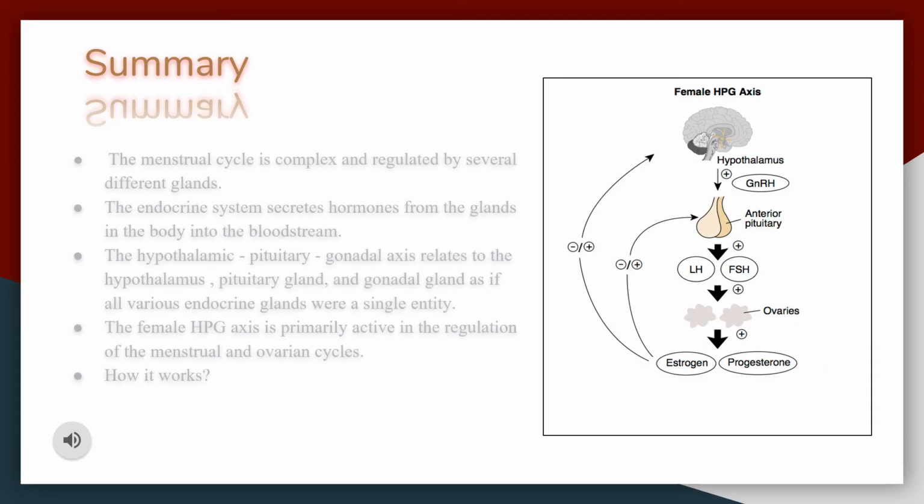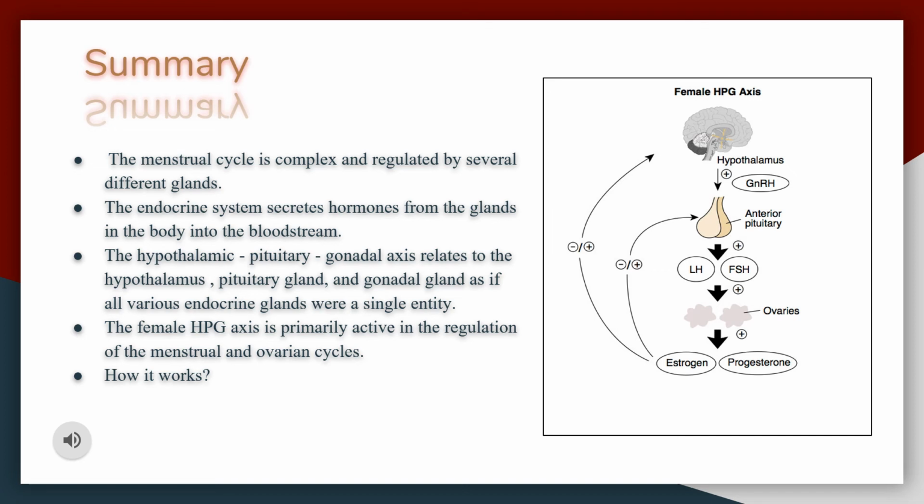Thank you. So, in a nutshell, we get to know that a menstrual cycle is driven by a diverse association of hormones. In this case, the endocrine system plays a very significant part in the reproductive cycle of a woman, where it secretes hormones from the glands in the body into the bloodstream. To the right side of your slide, that's what we call the female HPG axis. To be clearer, the hypothalamic pituitary gonadal axis relates the hypothalamus, pituitary, and gonadal gland as if they are a single entity. These three act closely to control the menstrual cycle.